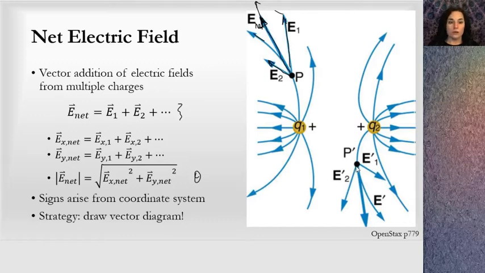Here's another point, P prime. They've done the same thing. The electric field from charge 2 is here. The electric field from charge 1 is here. When I add those two together, I get the net electric field, which is tangent to the curve of the electric field line at this point. So we're going to add them like vectors.